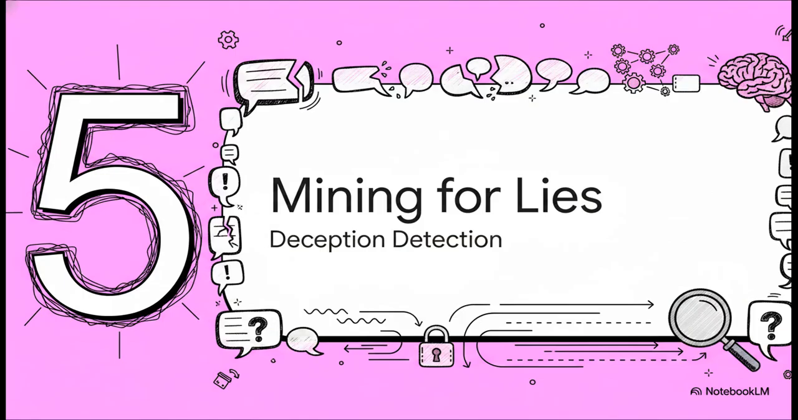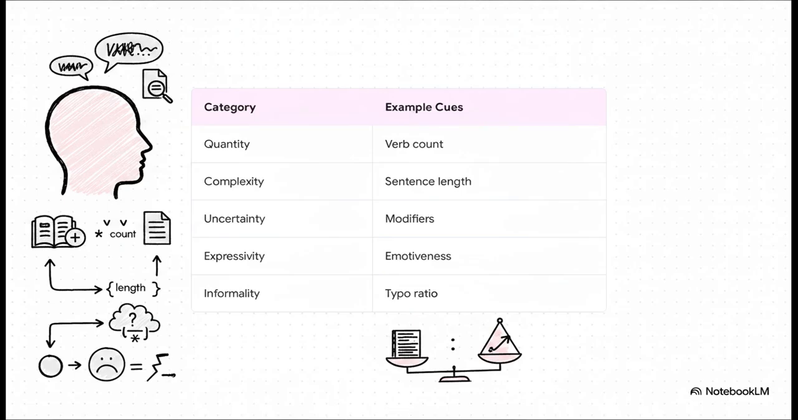Section 5. Mining for lies. Deception detection. This is honestly one of the most fascinating applications I've ever seen, using text mining as a high-stakes polygraph test. Deception detection is notoriously tough, especially when you are limited entirely to text. But in a really interesting military study, analyzing the text-based testimonies of persons of interest, researchers didn't look at body language. They couldn't listen to the tone of voice. Instead, they tracked very specific textual cues to spot liars.